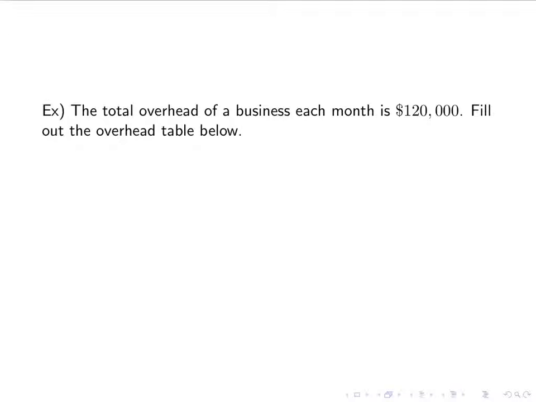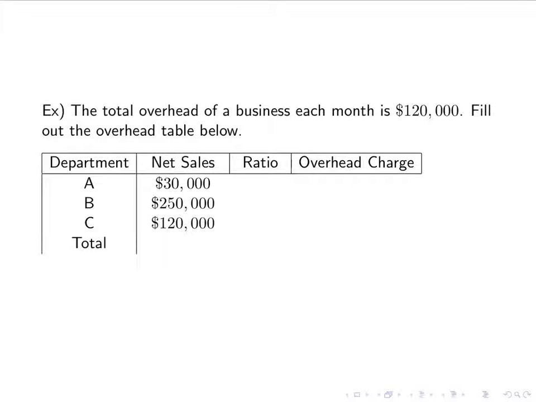Okay, so let's try another one. The total overhead of a business each month is again $120,000. Fill out the overhead table below. So now we are portioning out via net sales. So again, the only difference is the title of this column and then the numbers in it. Everything else is going to be the same. So our first step is to still find the total. So if I add up all the net sales, I get $400,000.